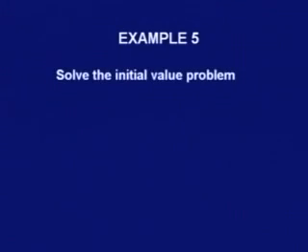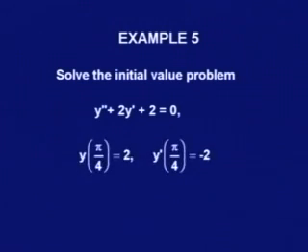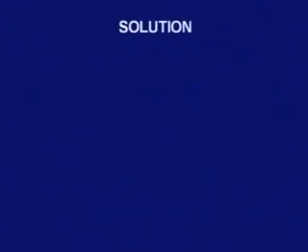Now, next example: solve the initial value problem y double dash plus 2 y dash plus 2 y is equal to 0. The given initial conditions are y at pi by 4 is 2 and the derivative of y, that is y dash at pi by 4, is minus 2. See how to solve it.